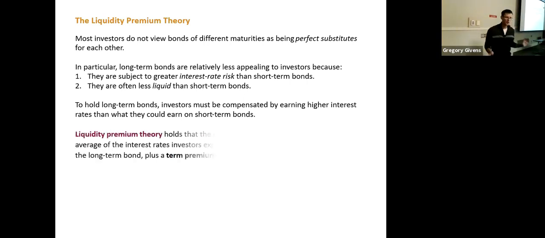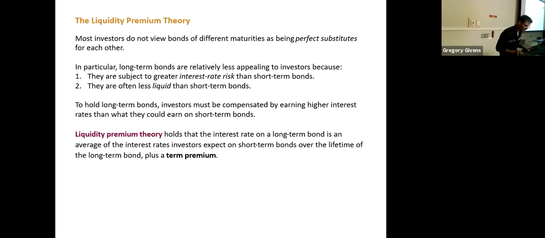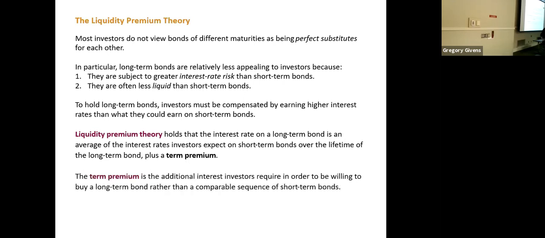Okay, the liquidity premium theory then holds that the interest rate on a long-term bond is just going to be the average of the interest rate investors expect on short-term bonds over the life of the long-term bond. That is what you would get under the expectations theory, plus what's called a term premium. The term premium is just this extra bit of interest that an investor is going to require in order to entice him to purchase the long-term bond as opposed to the short-term bonds.